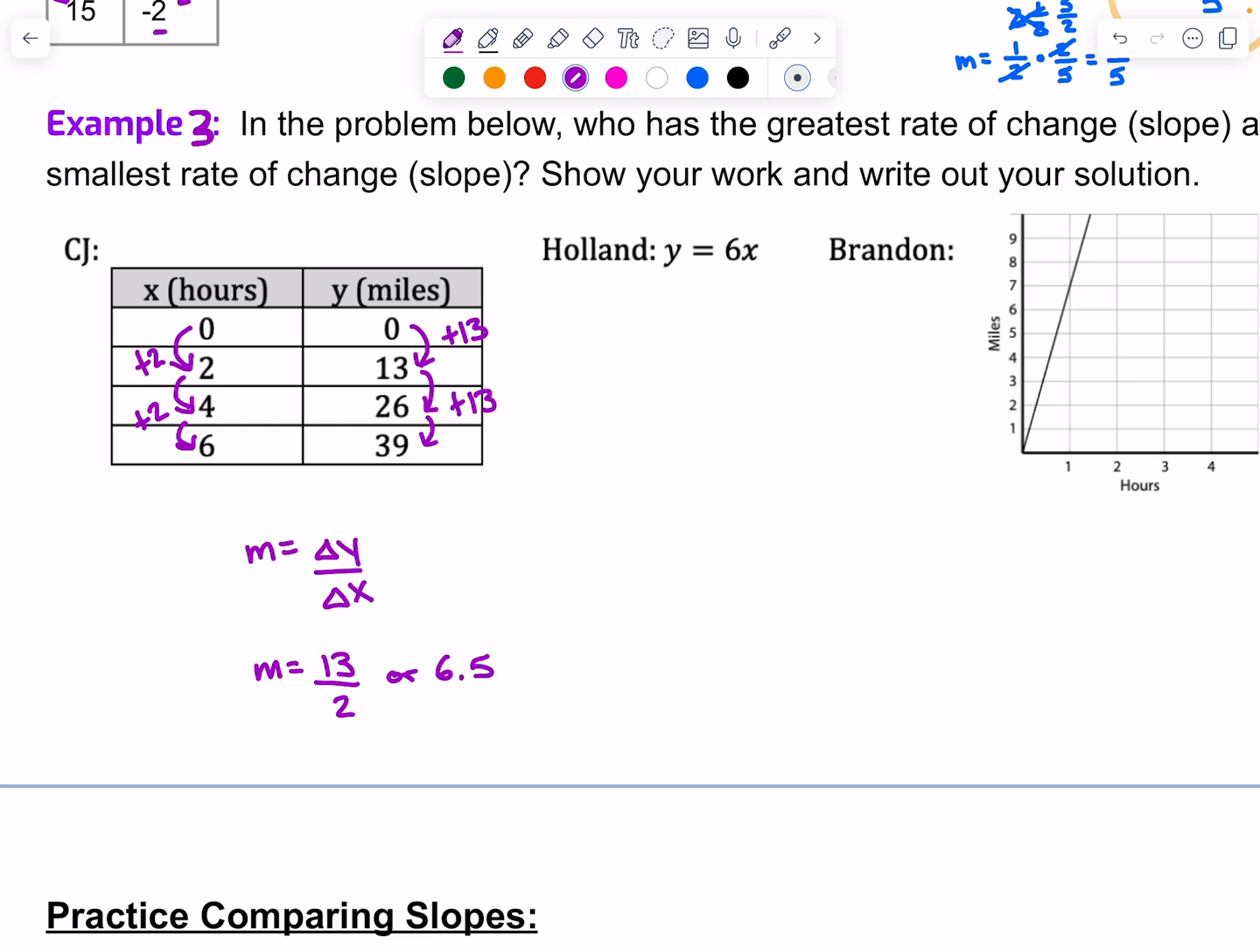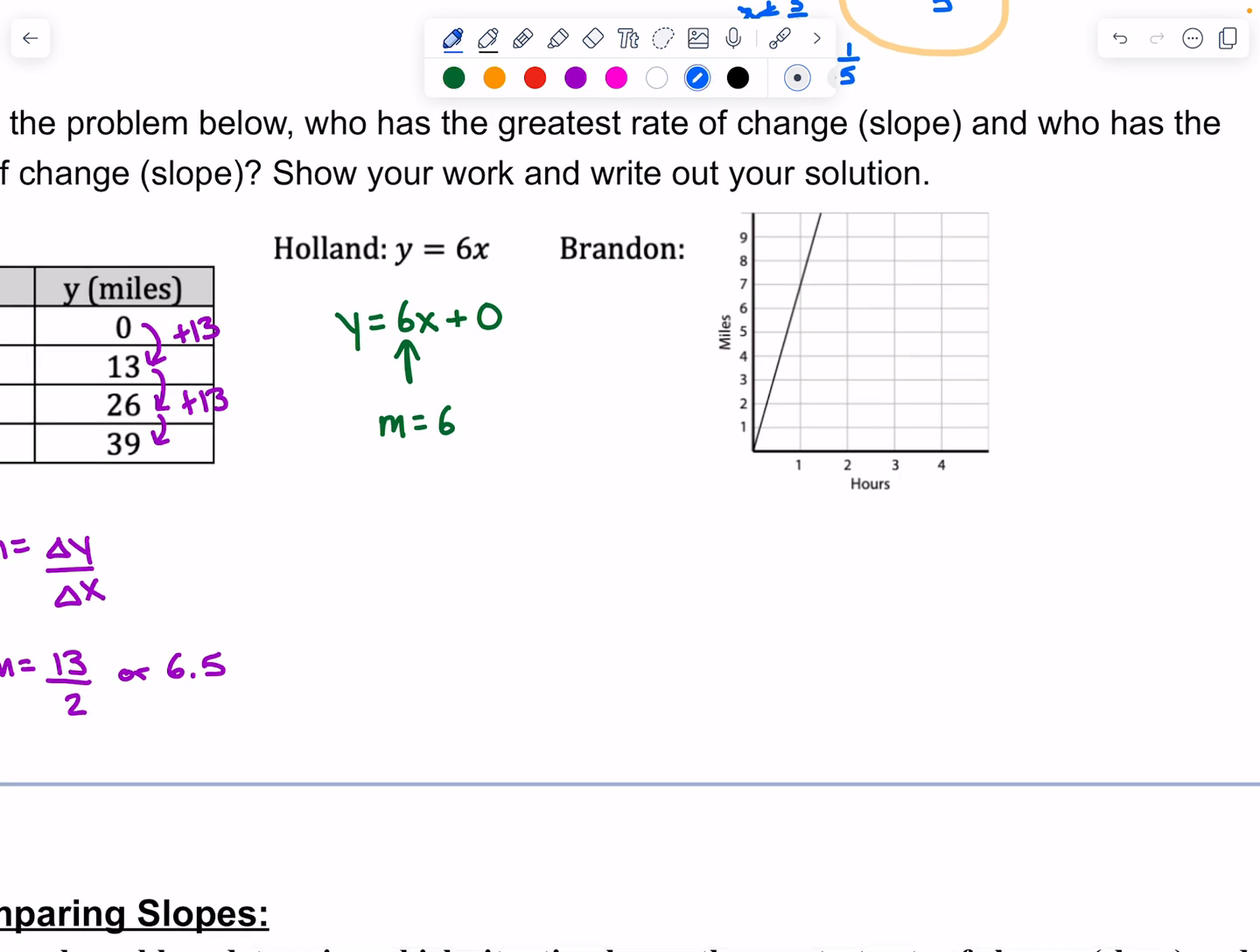Now, Holland is just y equals 6x. So that is slope-intercept form because it's the same thing as if you have 6x plus 0, and your slope is just right there in front of x, so you can just pick that right out, and that would be 6. And then let's look at Brandon on the graph over here.